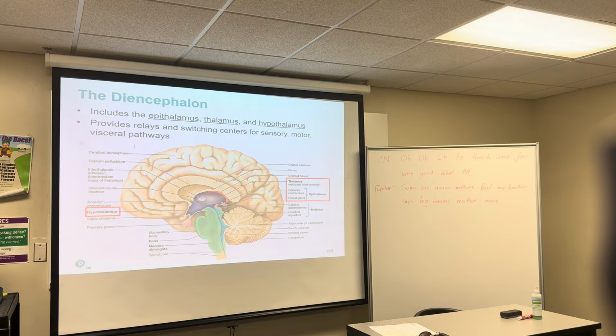And then toward the back, a little bit above, you have the epithalamus. And the epithalamus houses the pineal gland. What is the function of the pineal gland? To secrete melatonin. What is the function of melatonin? Regulate the sleep-wake cycle, right?